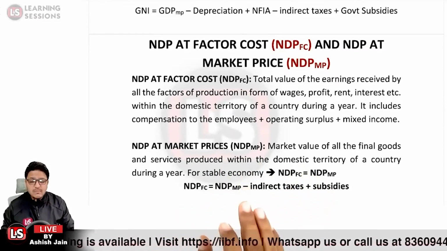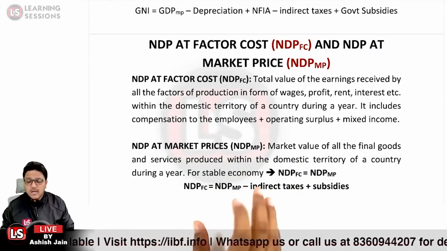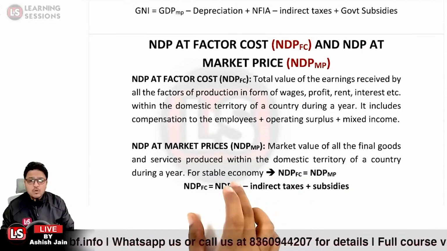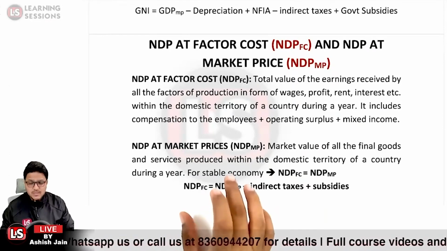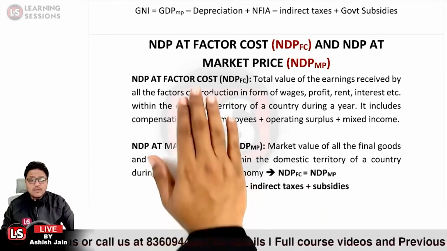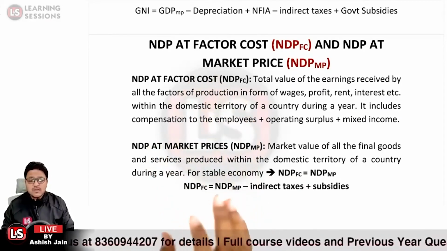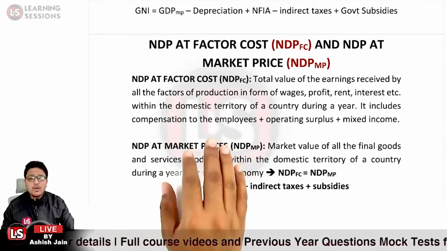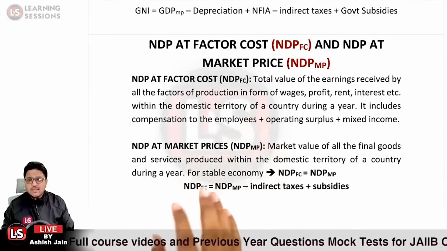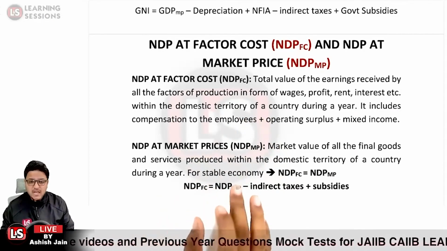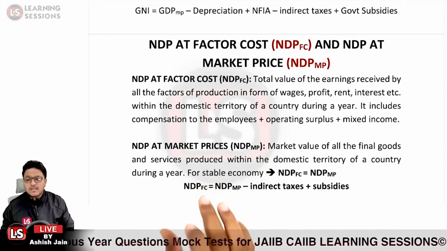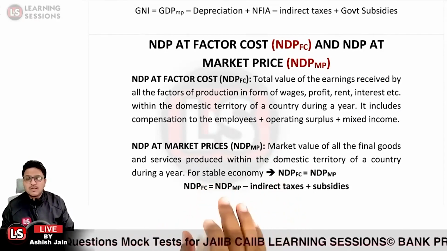And further, for a stable economy, it is required that NDP at the market prices must be equal to the NDP at the factor cost. Okay, so when we say factor cost, it is related to what? It is related to the money we have spent and further we are earning out of it. So it is related to the earning aspect. Whereas in the case of NDP at the market prices, we are concerned about the market prices of the final goods and services produced in the territory itself.